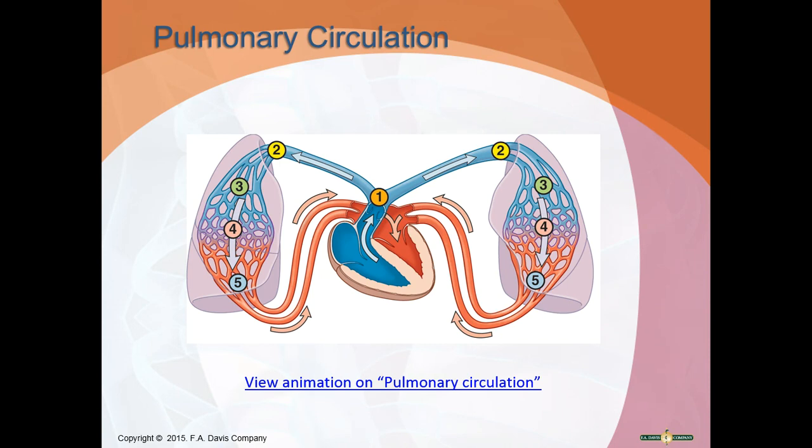So blood leaves the right ventricle through the pulmonary trunk, which branches into the right and left pulmonary arteries. There's a nice animation here, but I'll just go through this with you. Blood goes from the right atrium to the right ventricle, and then it goes through the semilunar valves here, and it goes into the right and left pulmonary arteries, and the pulmonary arteries enter the lungs. Now, they're arteries because they go away from the heart. So they're going away from the heart, they're arteries.